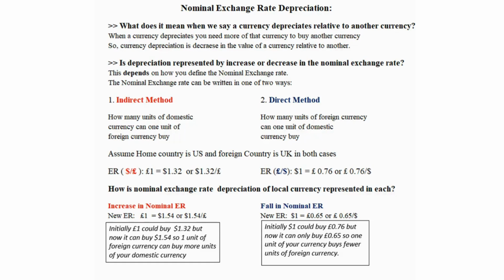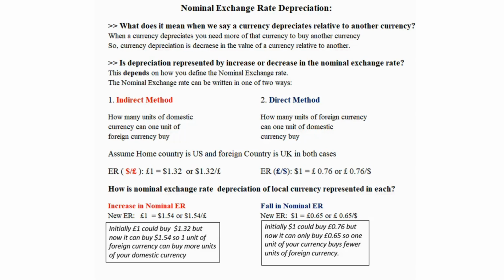If we write it using the indirect method, then in that case, a depreciation will be represented by an increase in the nominal exchange rate. Because here initially the nominal exchange rate was say $1.32 per pound. So now say it is $1.54 per pound. So in this case, what we're saying is initially 1 pound could get you $1.32, but now it can get you $1.54, which means the dollar has fallen in value relative to pound.